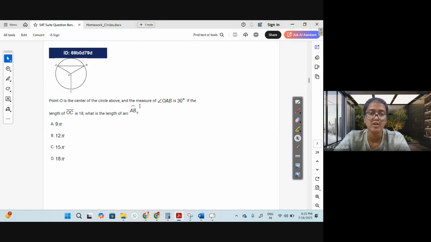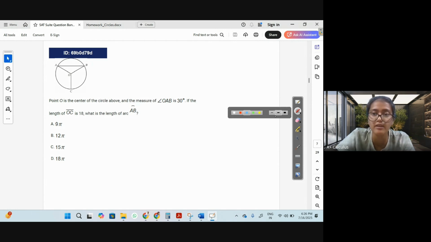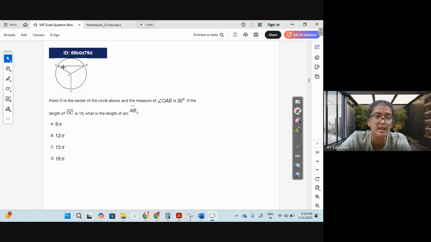Point O is the center of the circle above, and the measure of angle OAB is 30 degrees. If the length of line segment OC is 18, what is the length of arc AB? Okay, length of arc AB. I know that to find the length of any arc, the formula is 2 pi r times the central angle over 360 degrees. Now, do we have the angle? No. Do we have the radius?